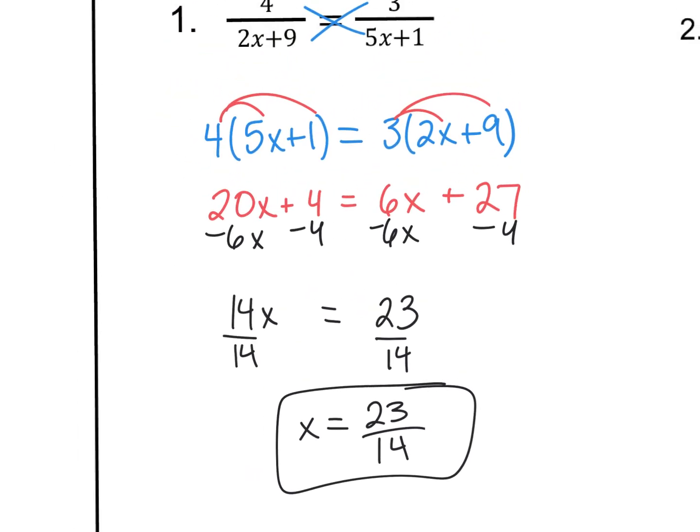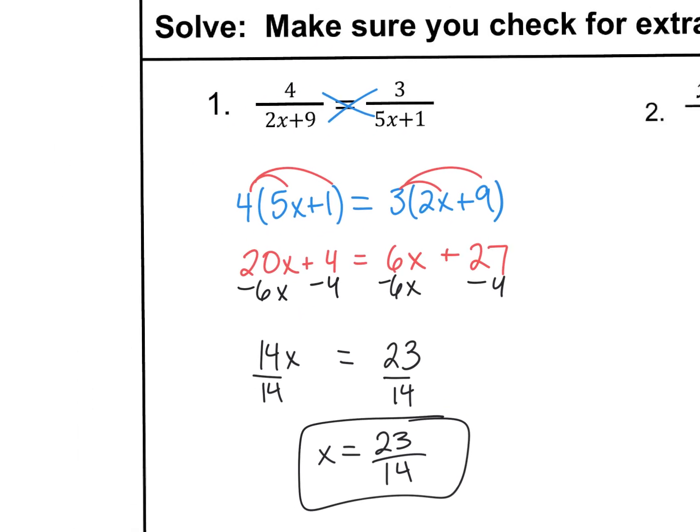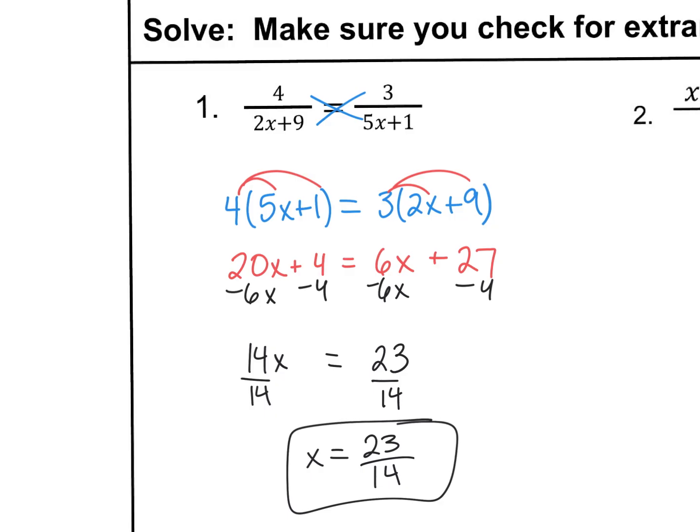Last thing I want to do is check for extraneous. And how do I do that? We take this and we plug it back into the original denominators for x, right? And we just check to be sure that neither one of those denominators become 0. If they don't, then we're good. But if they do, then this answer doesn't work. That's all there is to that.